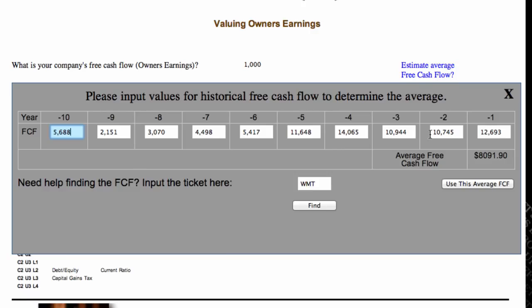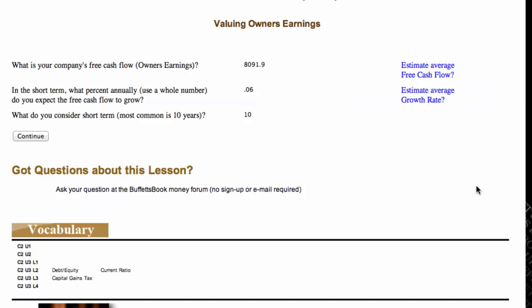So this average, we want to take the average of this owner's earnings, also known as the free cash flow, because what you'll find is a lot of companies' free cash flow changes pretty dramatically from year to year, because the company might have a lot of capital expenditures in one year and maybe not in the next. And that's why we're taking 10 years of data to come up with that average. So you can see here that our average for the last 10 years for Walmart is around $8 billion for the entire company. So we can just click on this little button that says use this average FCF. And when we do that, it automatically updates that number into our input box. So you don't have to do anything. You just hit that button and it'll automatically populate in there.